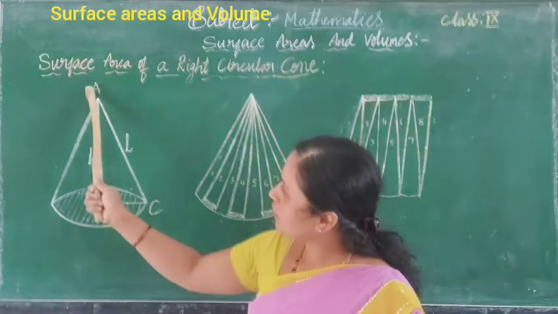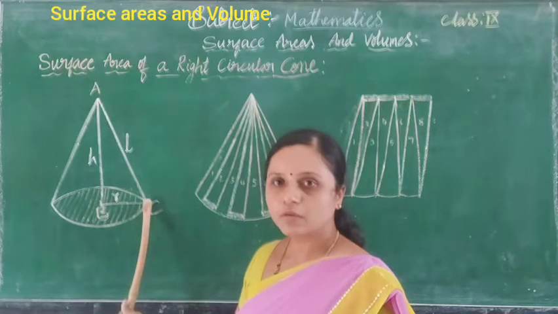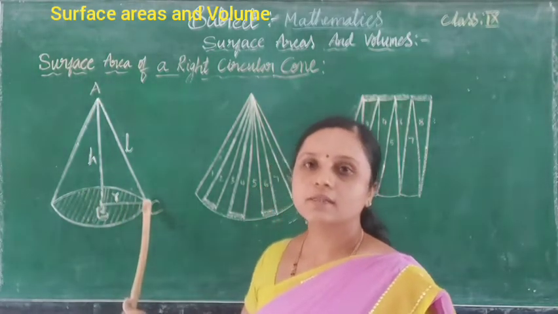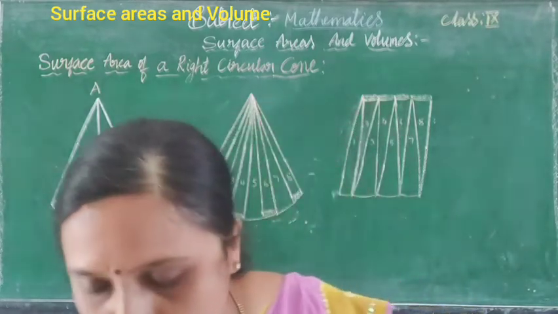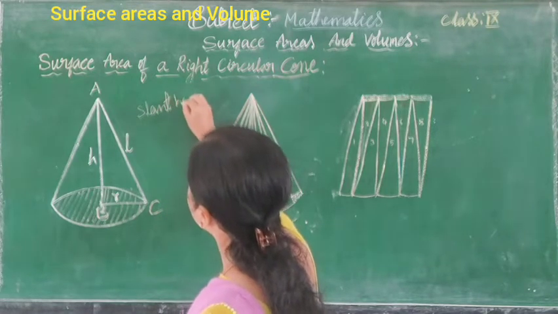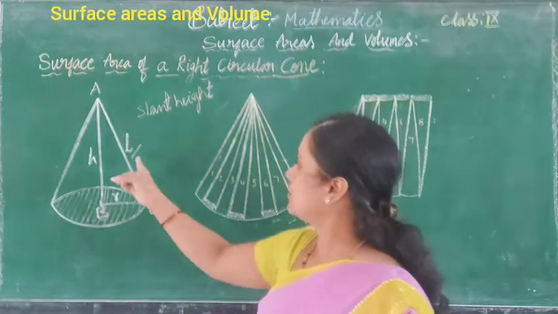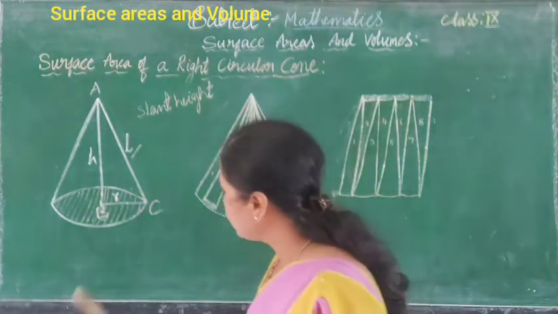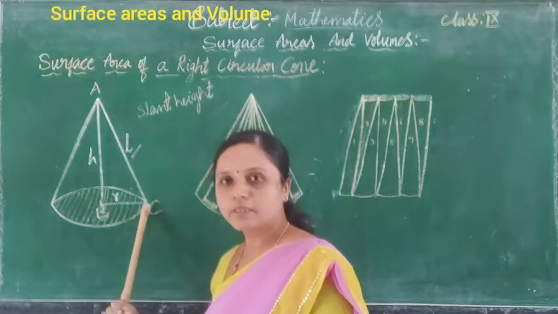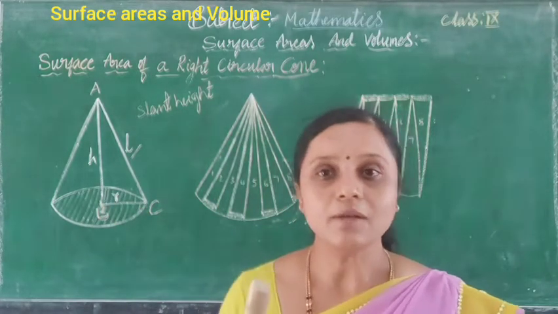Again, you can join this vertex to a point on the base. This line AC is called the slant height, and it is denoted by the letter L. And if you join the center of the base to this point C, this line BC is called the radius of the base.